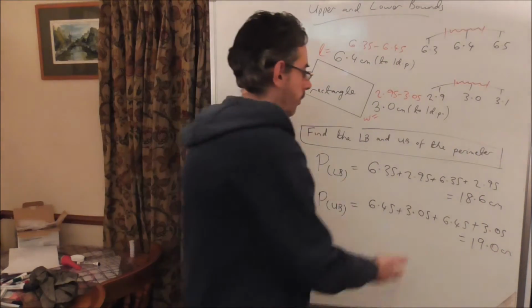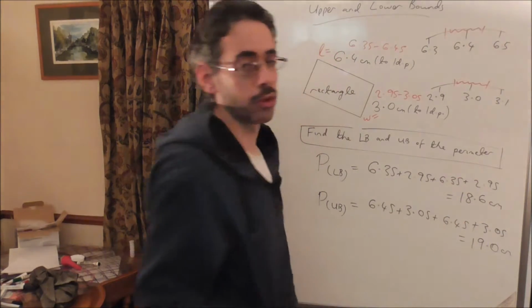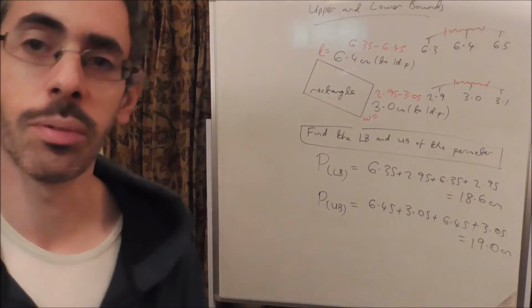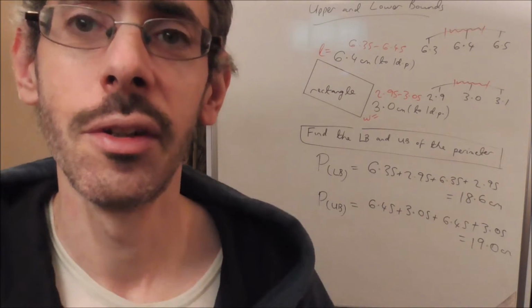So the lower bound for the perimeter is 18.6, the upper bound is 19.0. So the perimeter of this rectangle is somewhere in between 18.6 and 19.0.